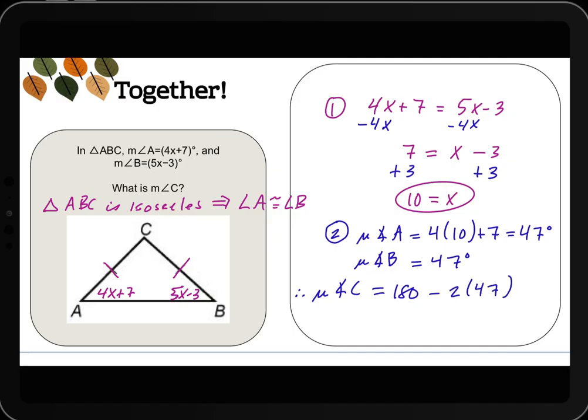Why 2 times 47? Well, if I erase these, I know that both of these are 47 degrees, right? So I have to make sure to subtract both of them. That's certainly one way that I could write it. So I really have 180 minus 94. That's going to equal 86 degrees for my measure of angle C. And now I have all 3 angles, including the vertex angle there at the top. And that's exactly what I want.